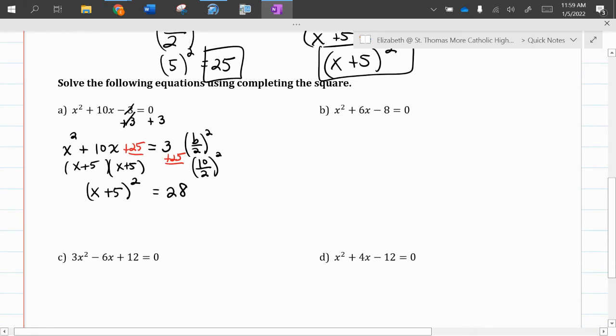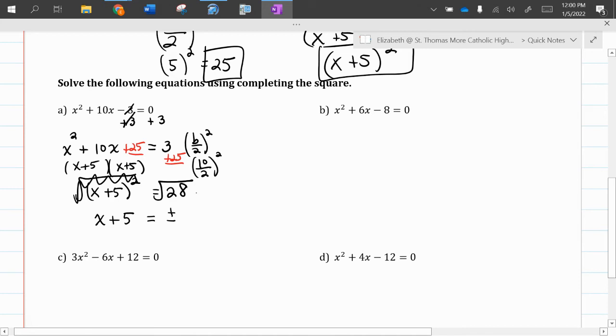Okay, the next step. We did two steps so far. We added the 3 to the other side, then we completed the square. After you complete the square, you're going to take the square root of both sides. The square root of anything squared is itself. So the square root of x plus 5 squared is just x plus 5. And since I took the square root, I'm going to put a plus or minus.